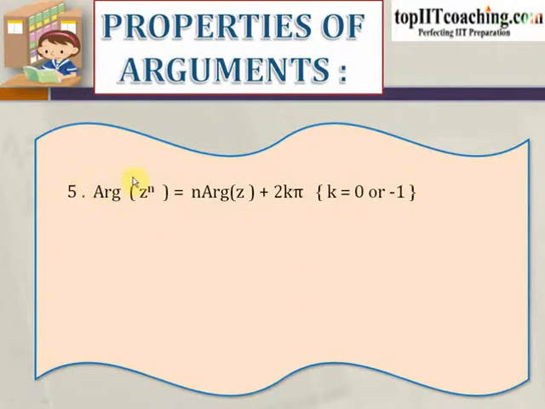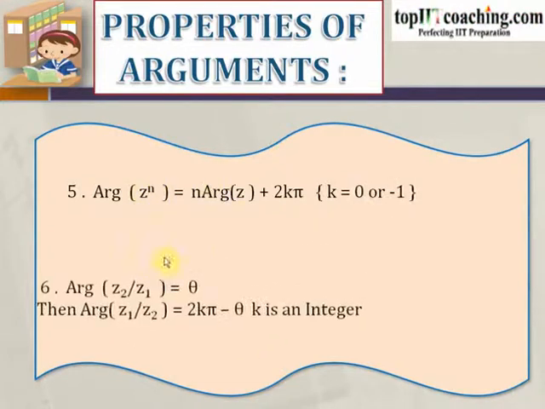The fifth is: argument of z to the power of n is equal to n times argument of z plus 2k pi. Here k is equal to 0 or minus 1. So if we have a complex number z, then the argument of z to the power of n is equal to n times the argument of z plus 2k pi.